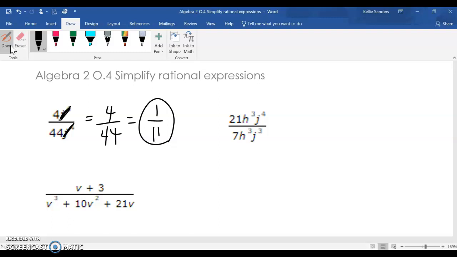H to the third over h to the third, because they're exactly the same, those cancel out. You have 4 j's on top and you have 3 j's on bottom. 3 of those j's are going to cancel out and leaves you with how many and where? It leaves you with just 1 on top. And 21 over 7 reduces to 3 on top, so that would be 3j.